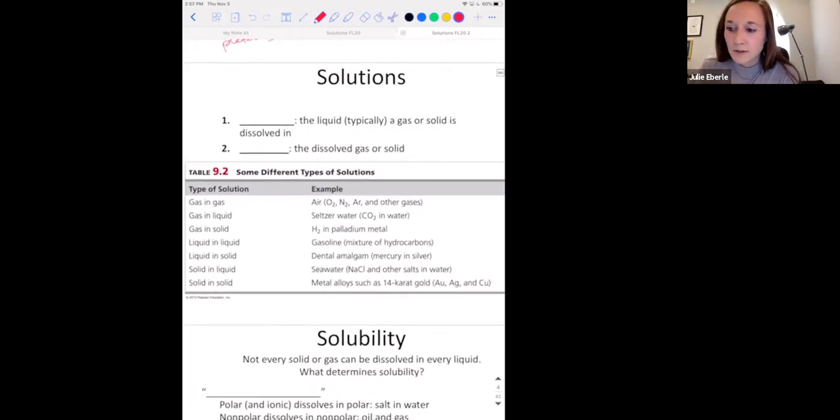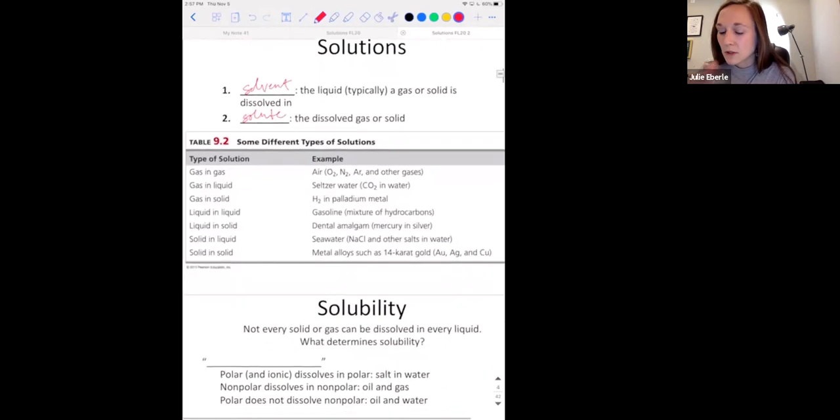Solutions have two main parts. They have the solvent and the solute. So what are these parts? The solvent is just the part that's present in greater amount. Typically it's a liquid, but not always. It's what your gas or your solid is dissolved in. And then the solute is the thing being dissolved. So, two basic parts of a solution.